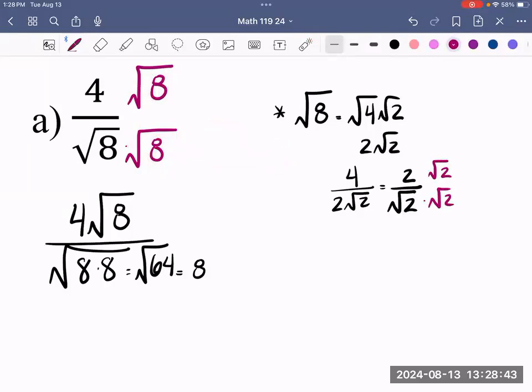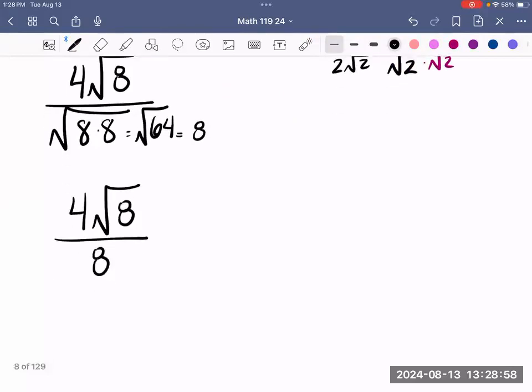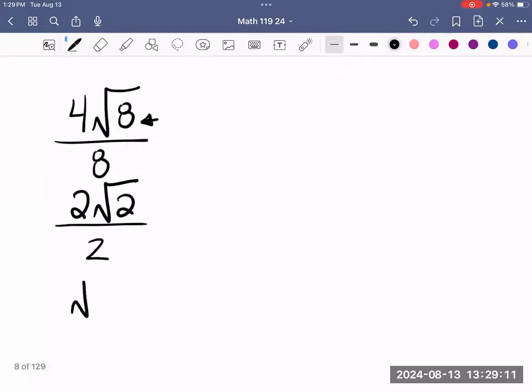I just say, make it easier on yourself. Maybe you have to simplify a little bit later. Just multiply by itself to get you a perfect square. So 4 square root of 8 over 8. And then you'll notice 4 over 8 can reduce to 2 on the bottom. And then what did we just talk about? The square root of 8, we can combine as 2 root 2 and then simplify over 2.